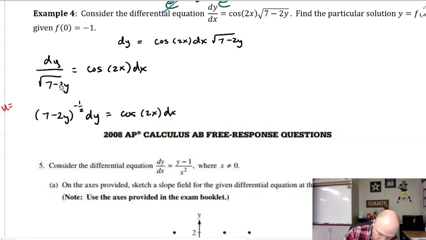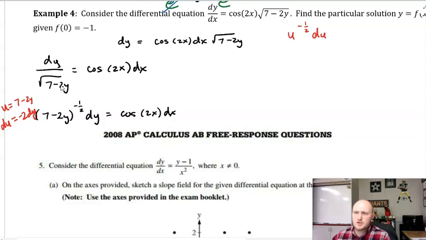Over here I'm going to let u be equal to 7 minus 2y, and therefore the derivative of u is going to be negative 2 dy. Okay, so I'll make those substitutions. Over here I have u to the power of negative 1/2 du. I introduced a negative 2, so I'm going to have to balance it with a negative 1/2.